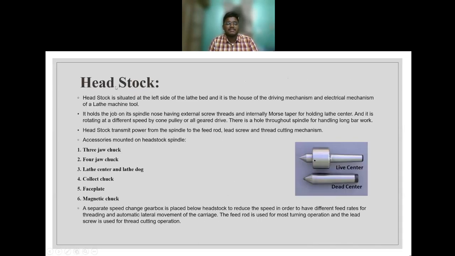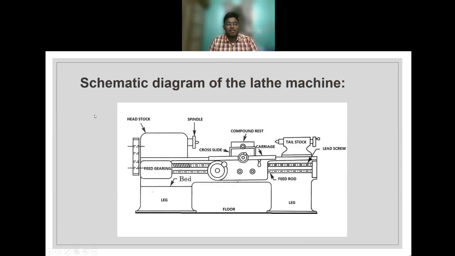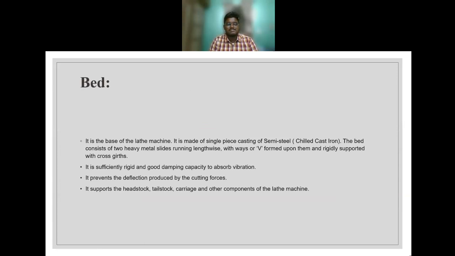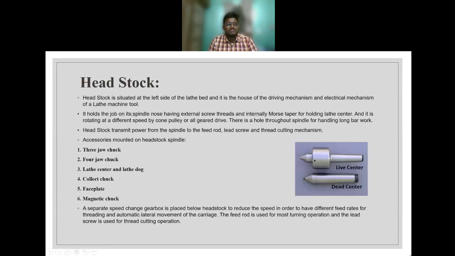Let me explain. So this is the headstock. The headstock is situated at the left end of the lathe bed, and it is driven by the electrical mechanism of the lathe machine. It holds the job. It is the live center, which will be moving.